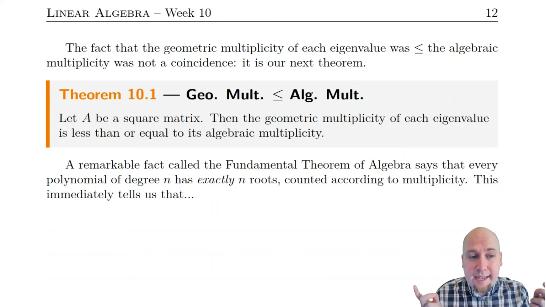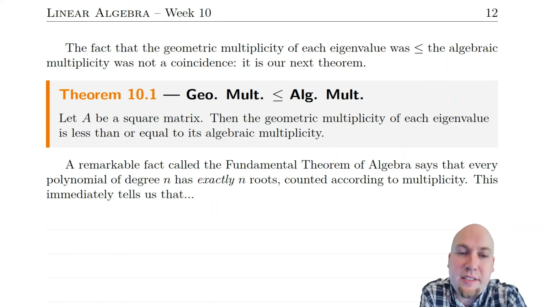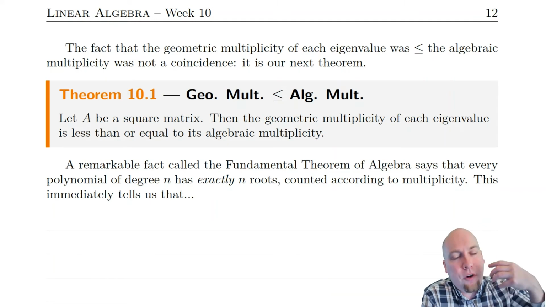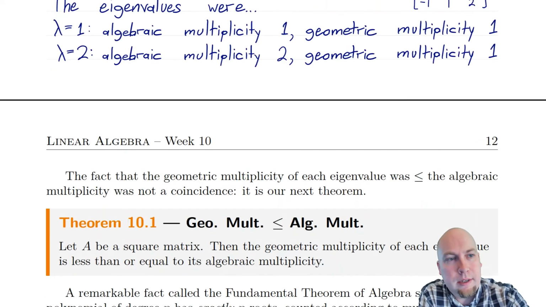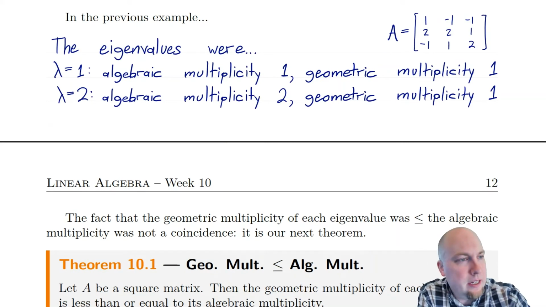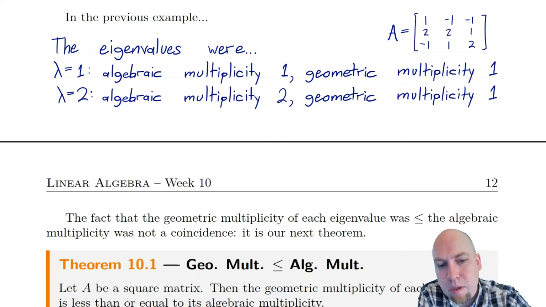And that is true. That's true in general for every single matrix. If you've got any old square matrix, then for every single eigenvalue of that matrix, the geometric multiplicity is going to be less than or equal to the corresponding algebraic multiplicity. So the fact that this 1 is less than or equal to 1 is not a coincidence. The fact that this 1 is less than or equal to 2 is not a coincidence. So this is a theorem.